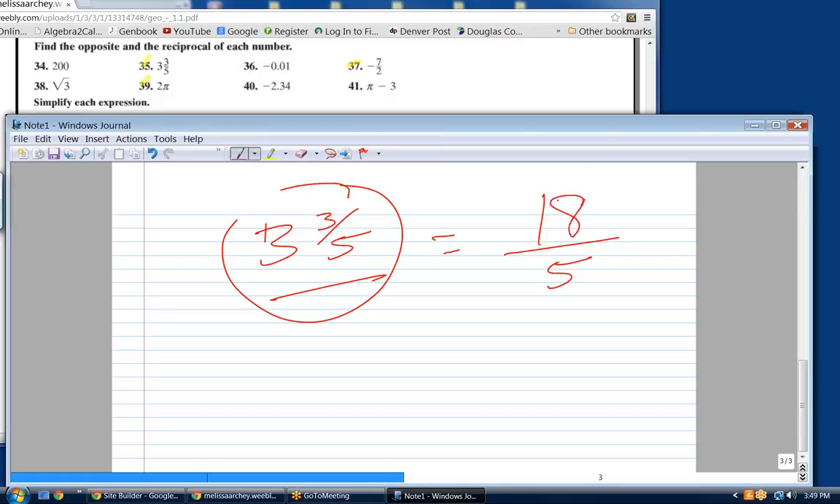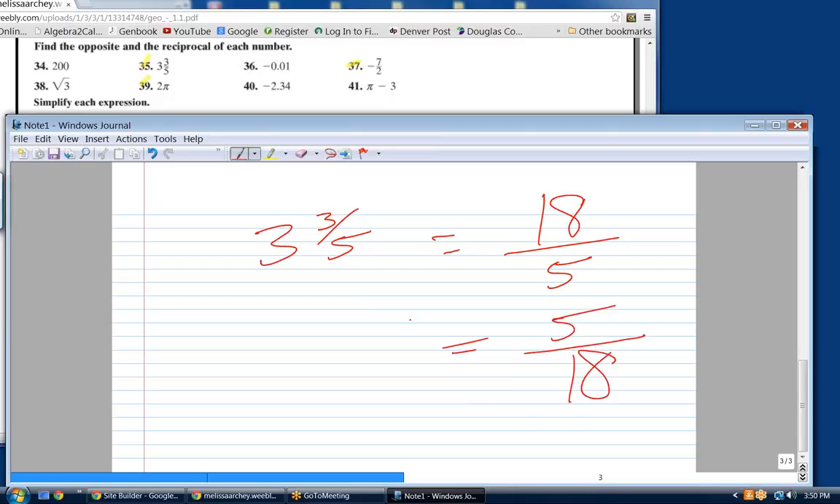I did 5 plus 3 times 3. Okay, it's 5 times the 3. In other words, I can write the 3 as 15 fifths, right? That's the same as 3 plus 3 fifths. That's 18 fifths. What's the reciprocal of 18 fifths? Negative 5/18. Very good. Reciprocal is just flip them.